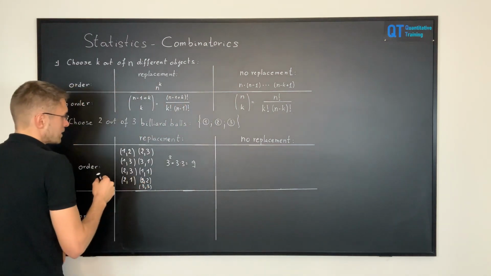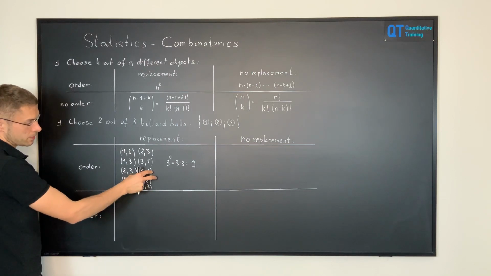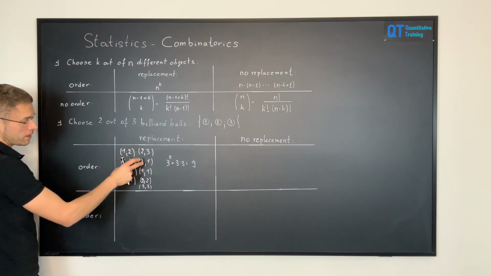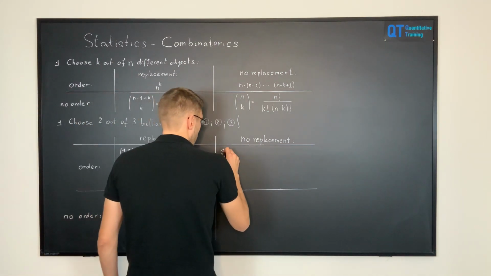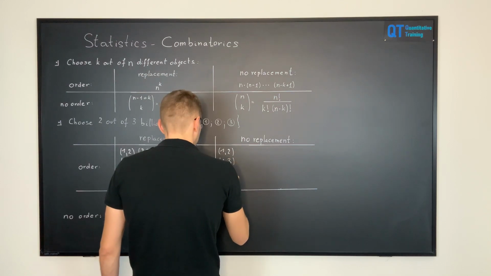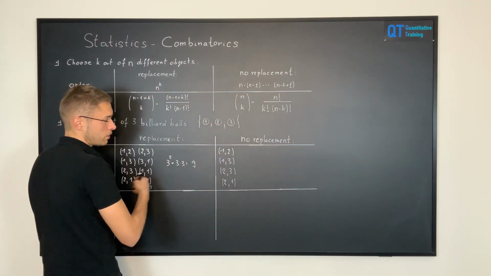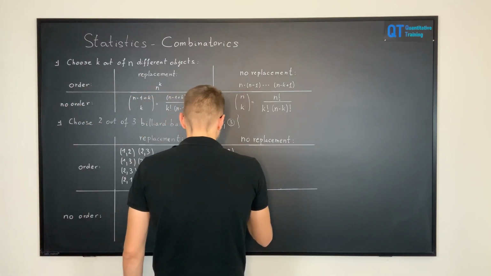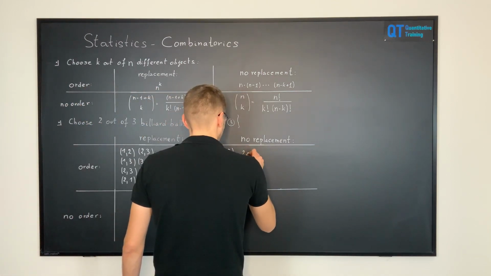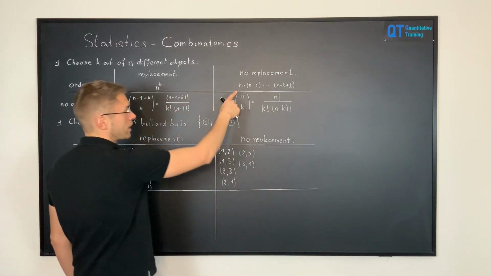No replacement means that these 3 different combinations are not permitted in this particular case, but the other remaining 6 are allowed. So we can have 1, 2, we can have 1, 3, we can have 2, 3, we can choose first 2 and then 1, which is again not the same as 1, 2 because the order matters. We have order. And then we can choose 2, 3, 3, 1. And that's basically it. So let's check with the formula.